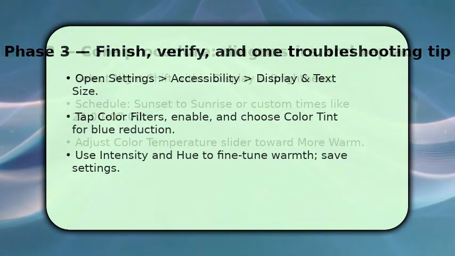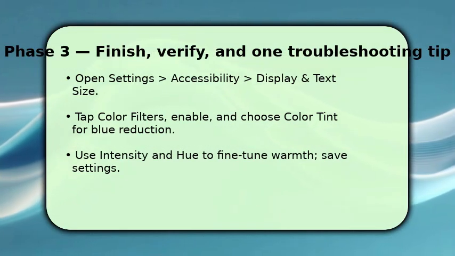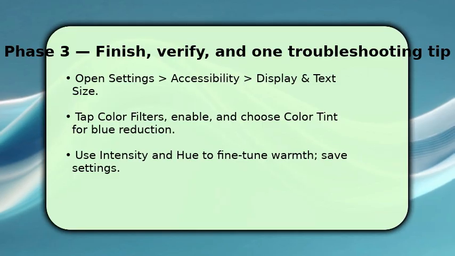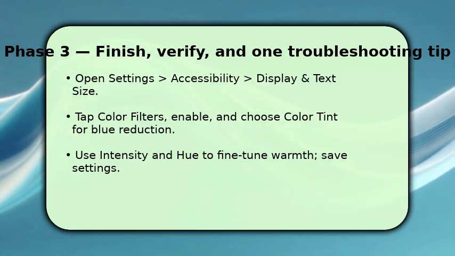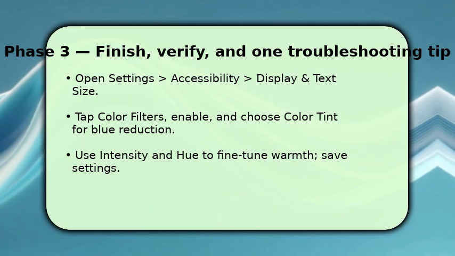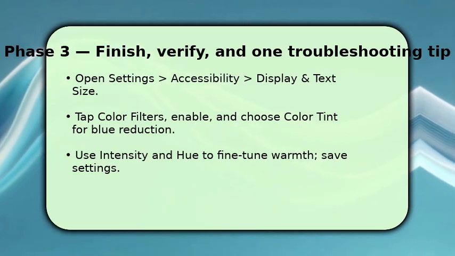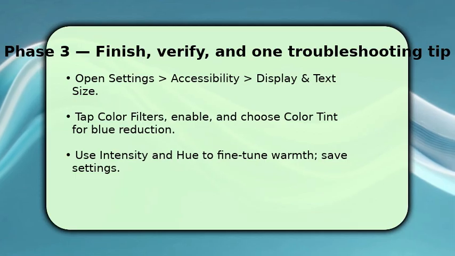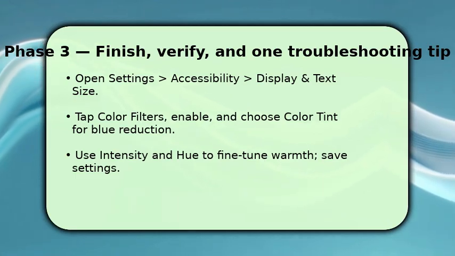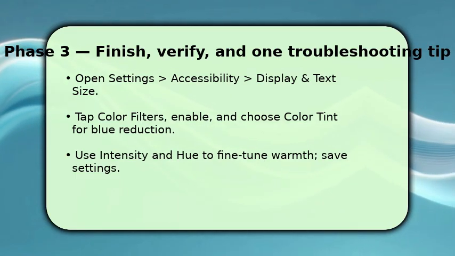For a stronger, persistent blue light filter, go to Accessibility, Display and Text Size, then enable Color Filters. Choose Color Tint to apply a warm overlay. You do this because Night Shift expires with schedules. Color Tint stays on for everything. Adjust intensity and hue until the screen looks comfortably warm without ruining contrast.